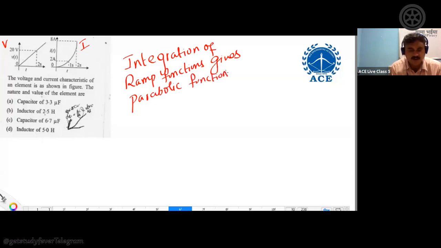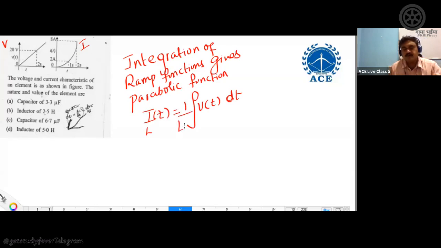What is the meaning? The value of current which you are having is obtained by taking an integral of voltage. So what should be the network element? Definitely it should be an inductor, because voltage we have as derivative of current. So what will be the current? It will be integral of voltage, 1 by L into V of t dt.